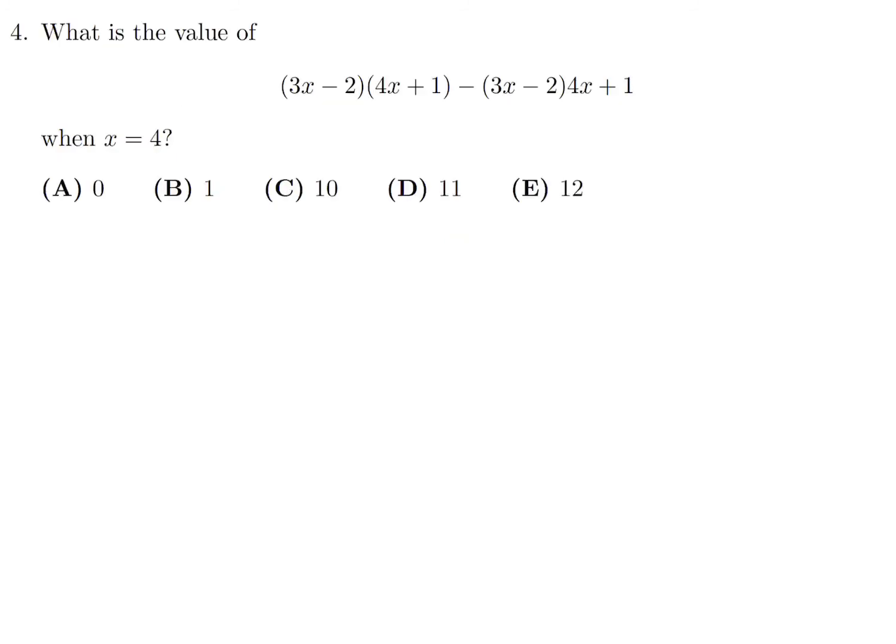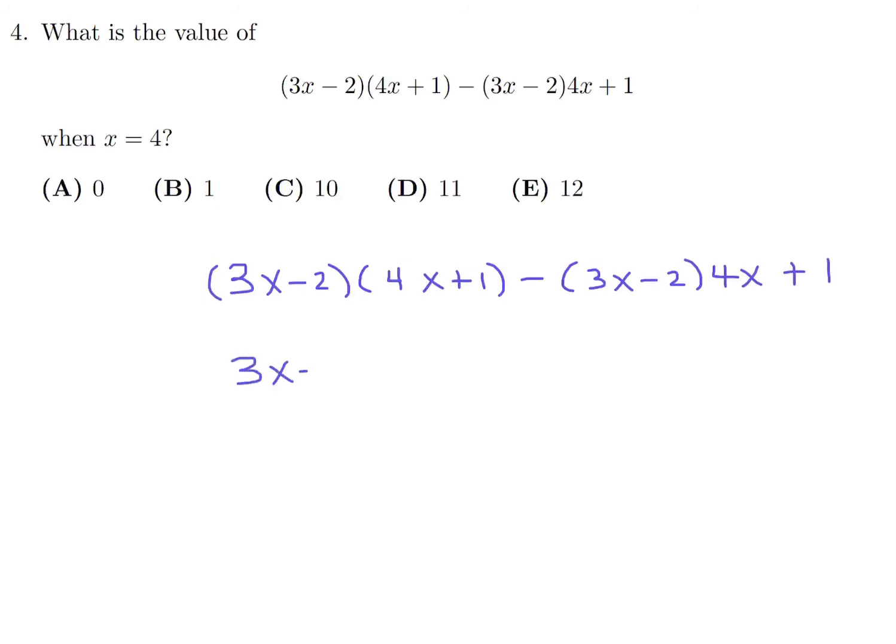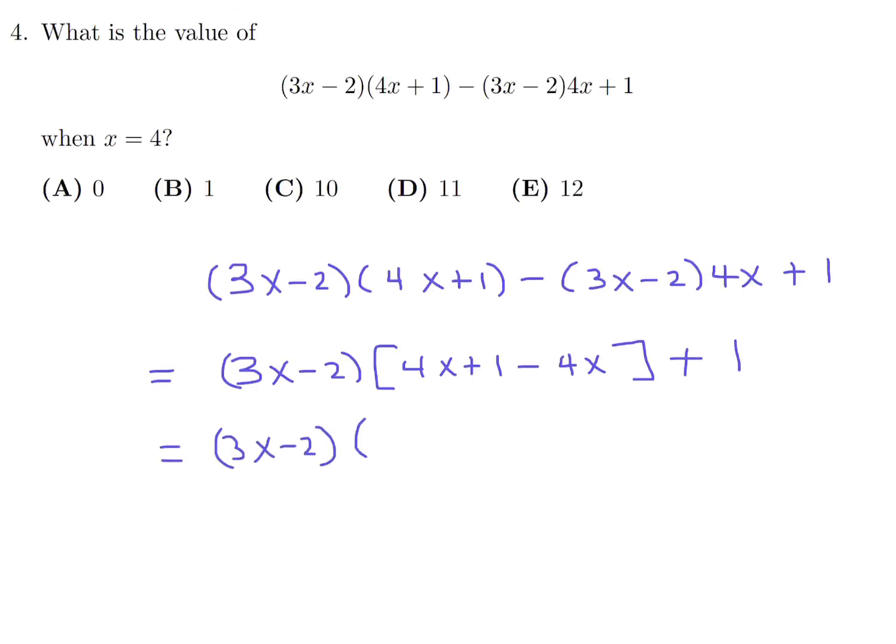What is the value of this expression when x is 4? So you can just plug in x equals 4. Probably very easy to do that. Or you can simplify it. Let's see if I can simplify it. Either way, it's probably straightforward. I can factor out 3x minus 2, and if I do that, I'll get 4x plus 1 minus 4x, like that. And then there's a plus 1 at the end. And then 3x minus 2, the part in the square brackets just becomes 1, and then we have plus 1 like that. So now I can plug in x equals 4, a little bit less algebra for me.